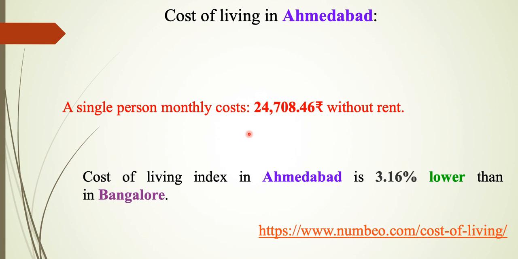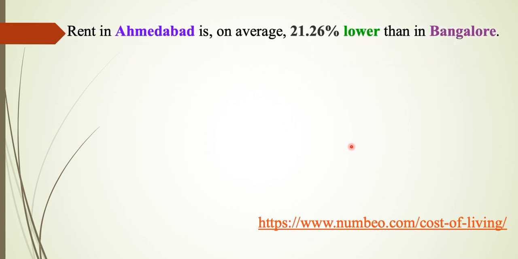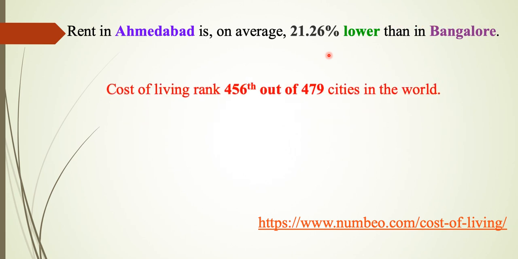Then the cost of living index in Ahmedabad is 3.16% lower than in Bangalore. That means the cost of living index in Ahmedabad is lower than Bangalore by what percent? By 3.16%. Then rent in Ahmedabad, on an average, is 21.26% lower than in Bangalore. That means the rent in Ahmedabad is again lower than the rent in Bangalore by 21.26%.